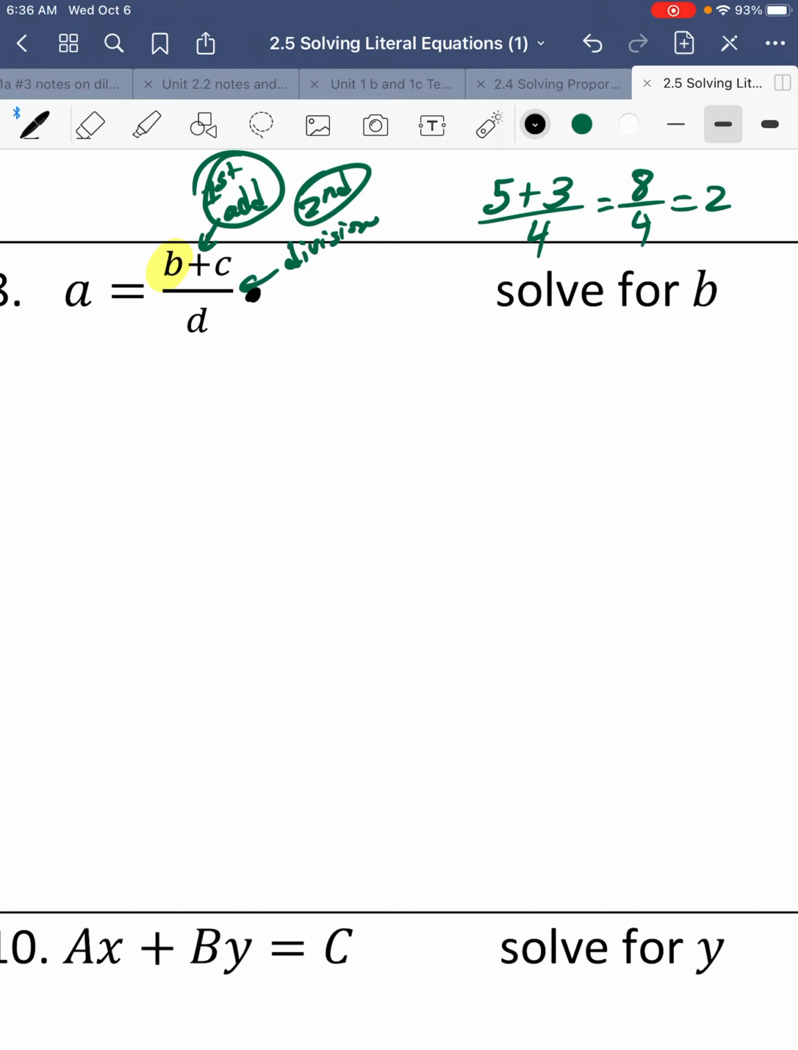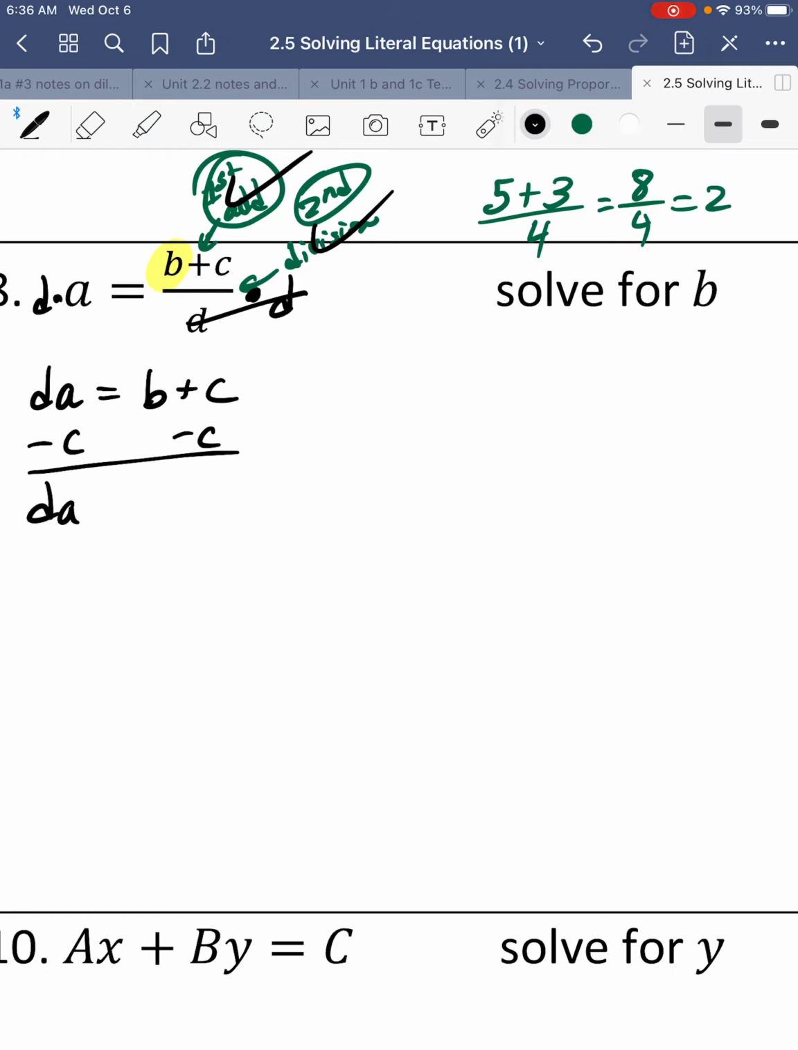So the opposite of division is multiplication. We're going to multiply by D. So we have D times A equals B plus C. Now division's checked off. Now what's the opposite of addition? Subtraction. Subtracting by C. DA is not a like term with C, so it's just minus C, and it equals B.